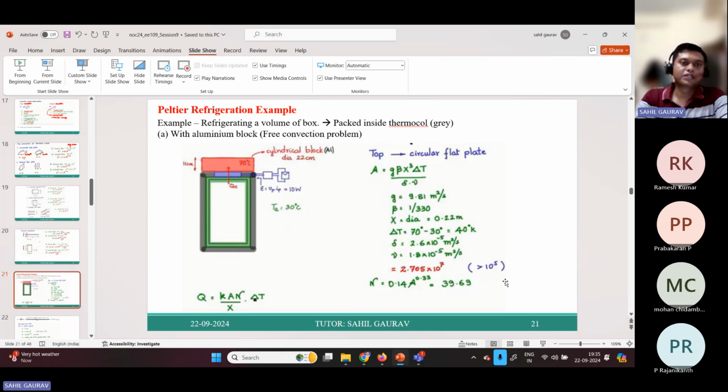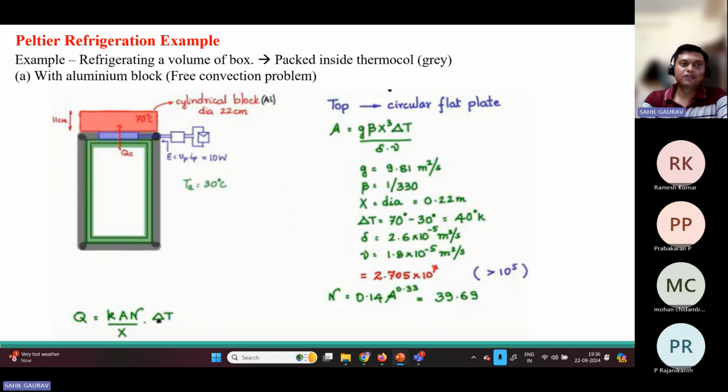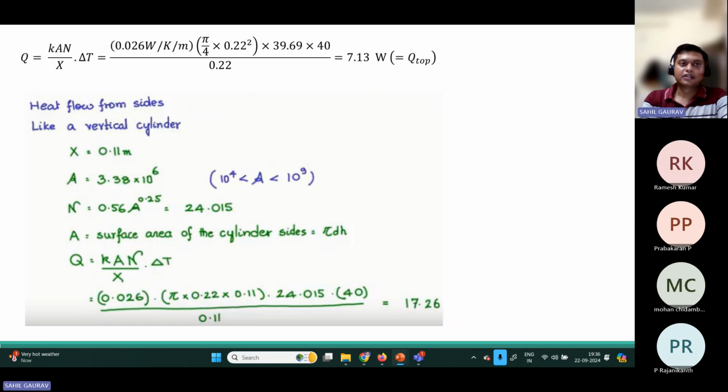Now coming to this example, we have taken an example representing a volume of wax packed inside a thermocol tray, and here first we'll see it with the aluminum block, a free convection problem. So you can go through it.